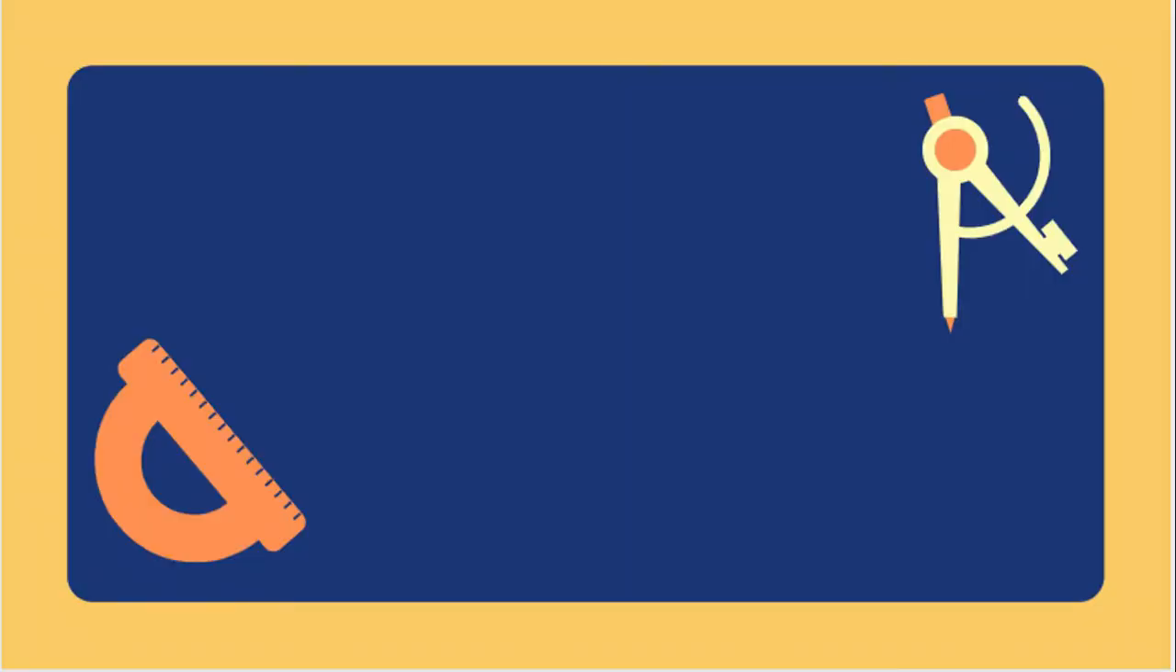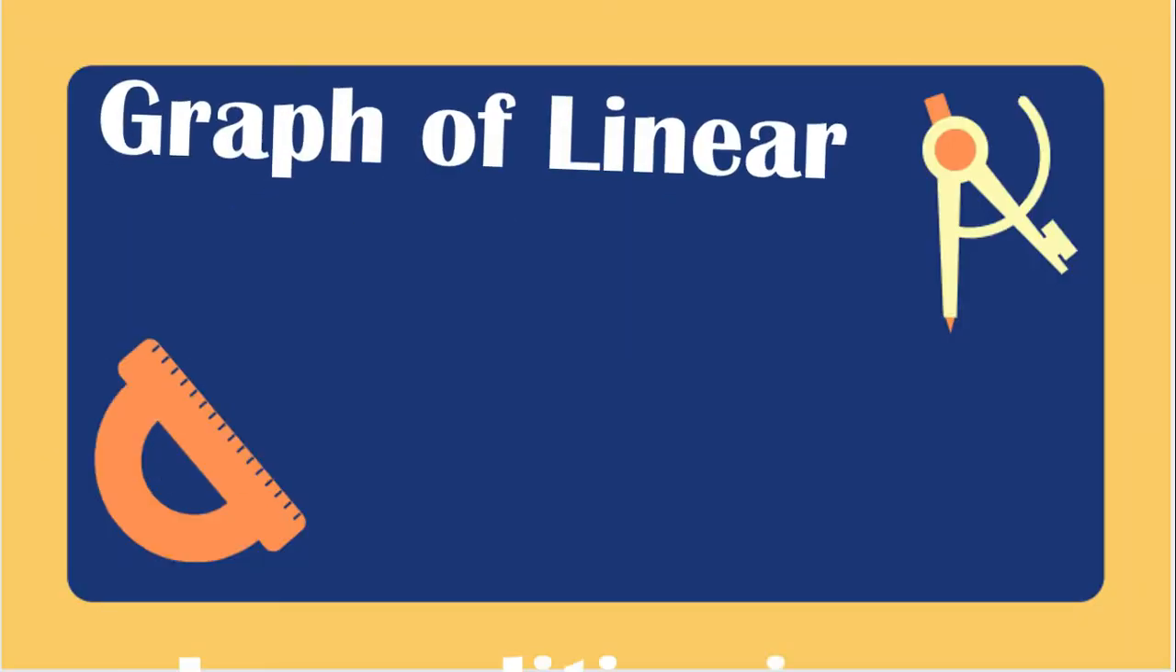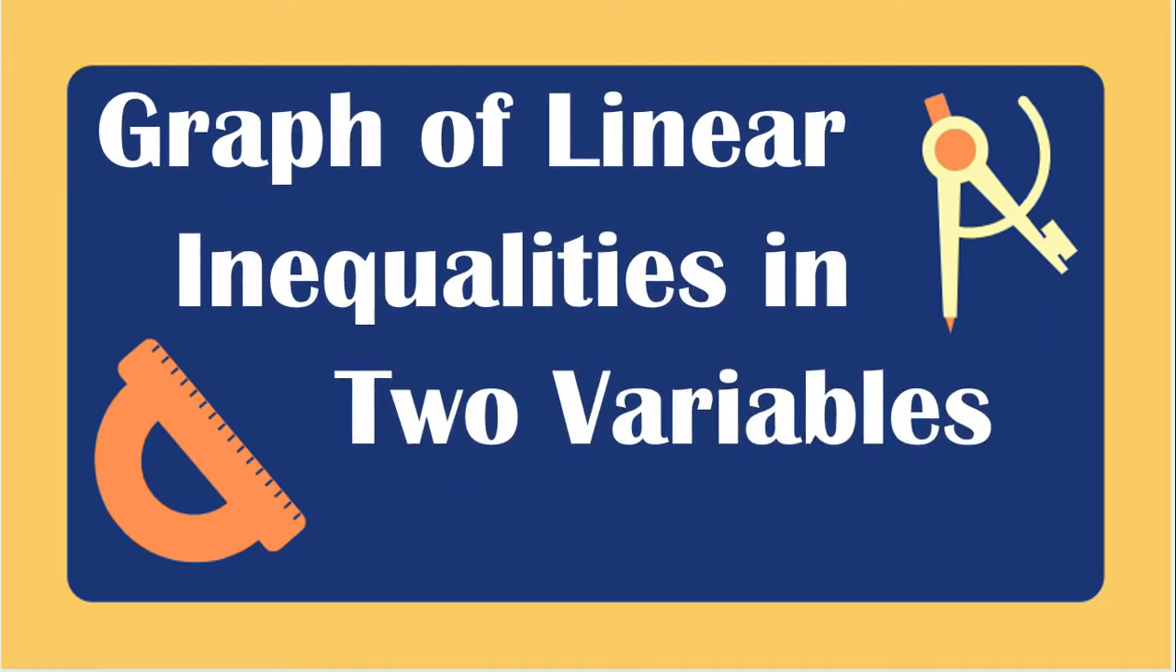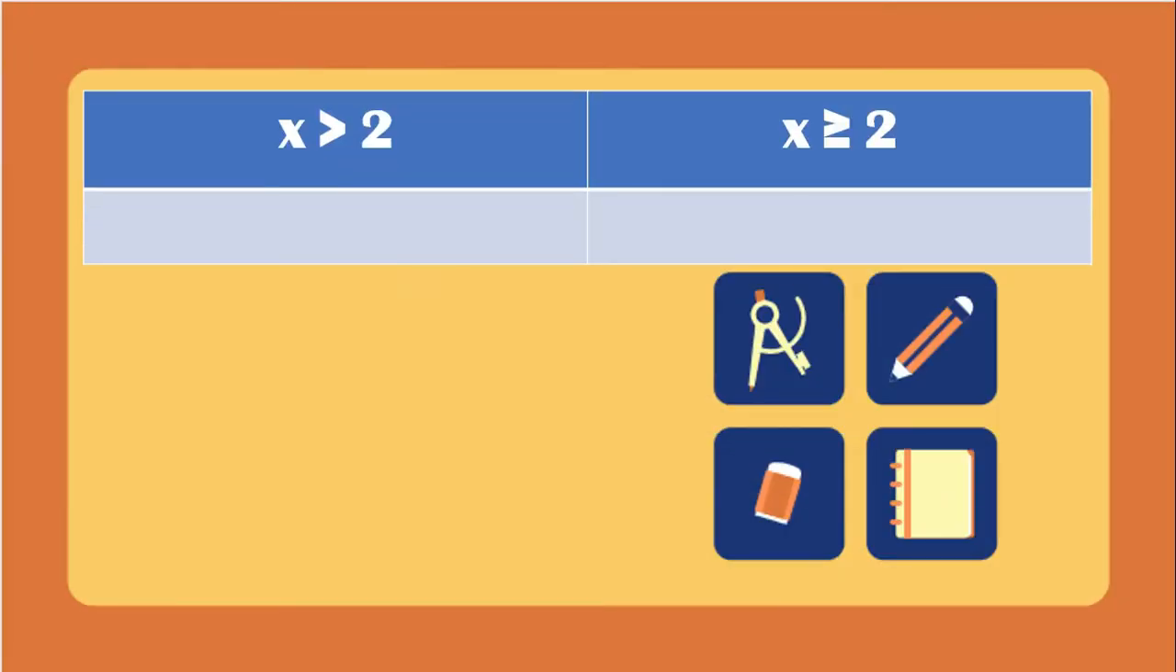This video lesson is all about the graph of linear inequalities in two variables. Before we proceed with the graphing, let's recall the symbols used in linear inequalities. So we have x is greater than 2 and x is greater than or equal to 2. We need to identify the value of x. For the first one, x is greater than 2, we have 3, 4, and 5, and so on.